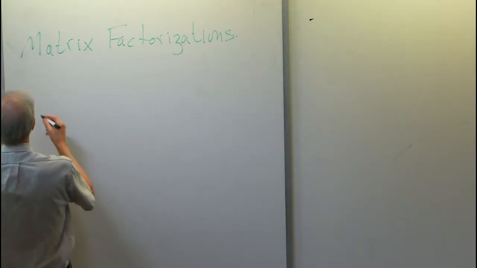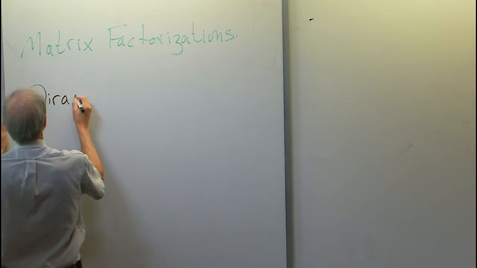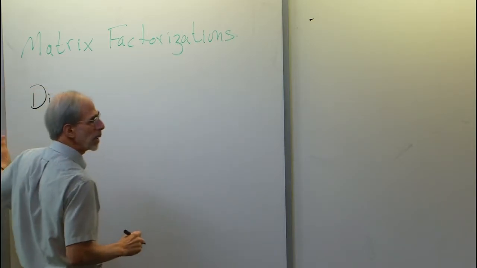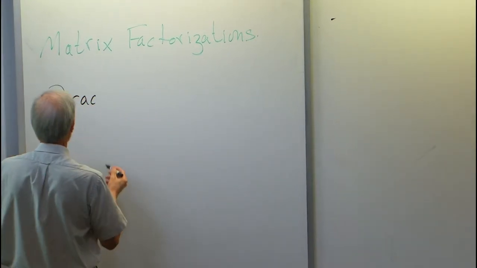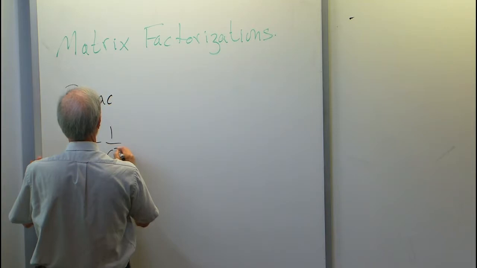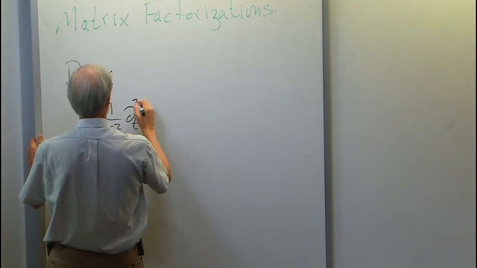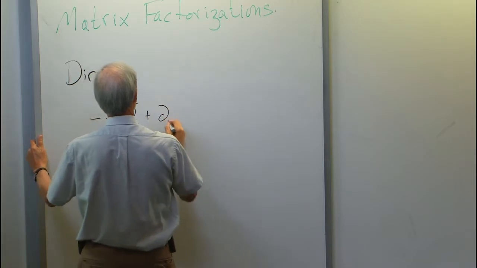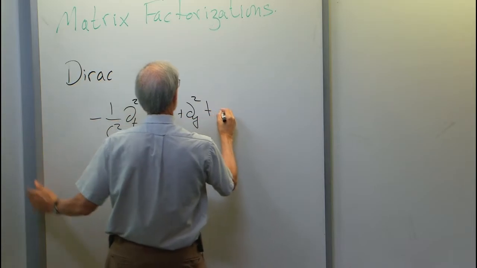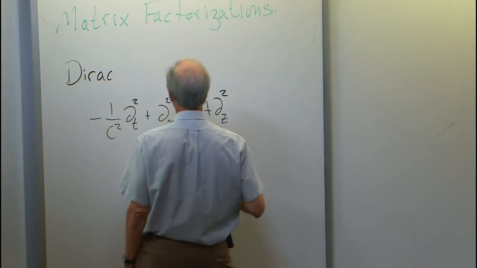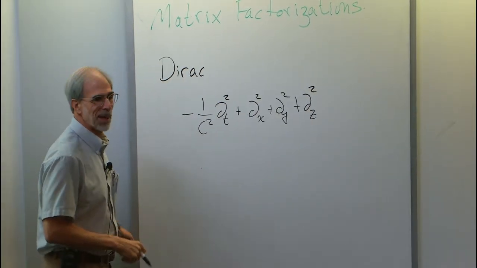So I think the first time this notion appeared in the sense that I'm talking about is in the work of Dirac back in the 20s and 30s. And he was interested in the Lorentz operator, minus 1 over c squared, that really is the speed of light, d by dt squared, plus d by dx squared, plus d by dy squared, plus d by dz squared. And he wanted, for some reason, a square root of that.